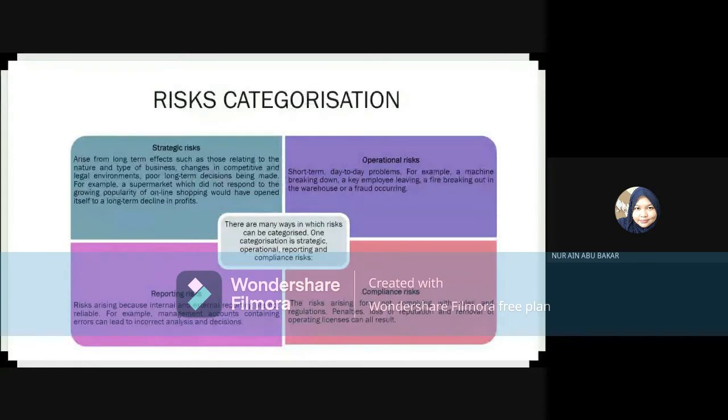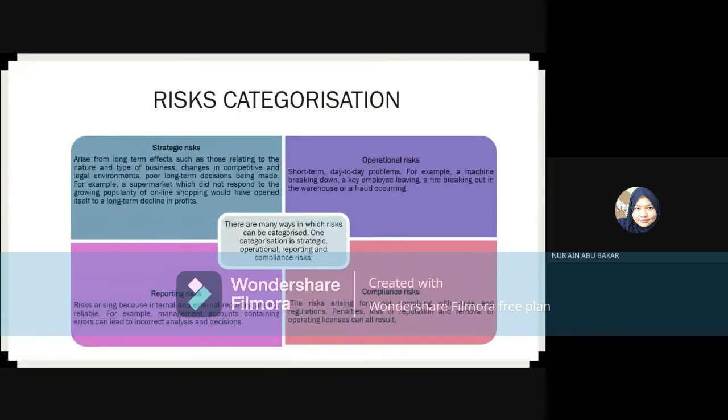So what are the categories of risk? We have a lot, and it varies from one organization to another. Meaning to say, if it is related to your business, then we can put it as a part of risk categorization. While we have a lot of risk categorization, one of the frameworks is these four: strategic risk, operational risk, reporting risk, and compliance risk.